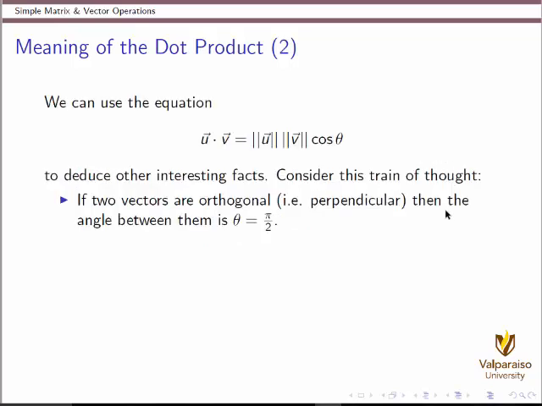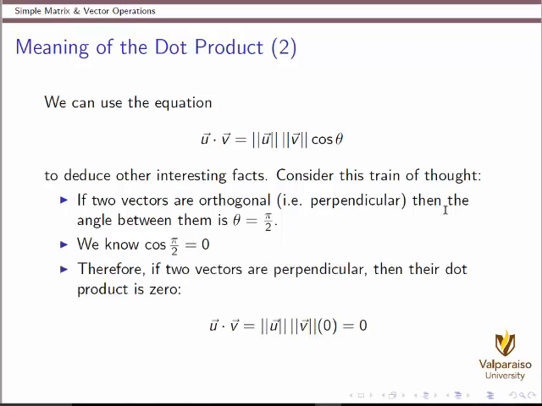This leads to some interesting conclusions. One is that if you have two vectors that are orthogonal, that's the fancy way of saying perpendicular, right? We always like to make things sound fancier, so we sound smarter. If vectors are perpendicular, the angle between them is pi over 2. Look what happens. Cosine of pi over 2 is 0. Don't grab that calculator. You should know this value. And so if you have two vectors that are perpendicular, meaning that the angle between them is pi over 2, that's the meaning of perpendicular, their dot product is going to turn out to be 0.